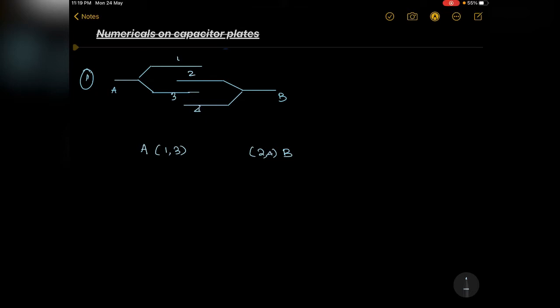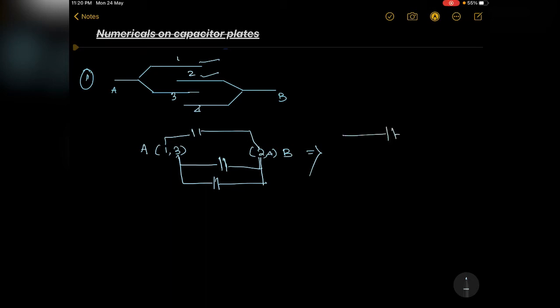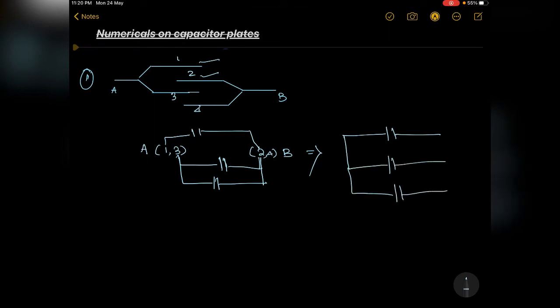Now I can say 1 and 2 combinedly give an effect of capacitor. So let us combine 1 and 2, they are giving one capacitor. Again, 2 and 3 will give the effect of a capacitor. Again, 3 and 4 combinedly give me the effect of a capacitor. So I can say that there are three capacitors. Let's redraw them: first, second capacitor and third capacitor.